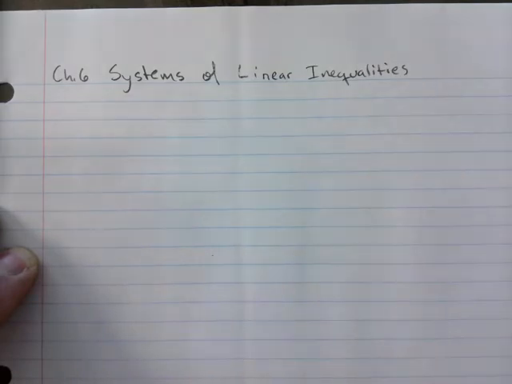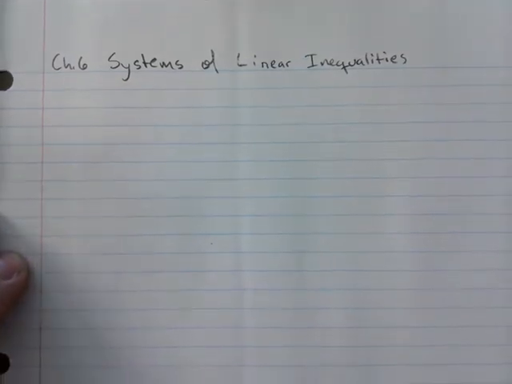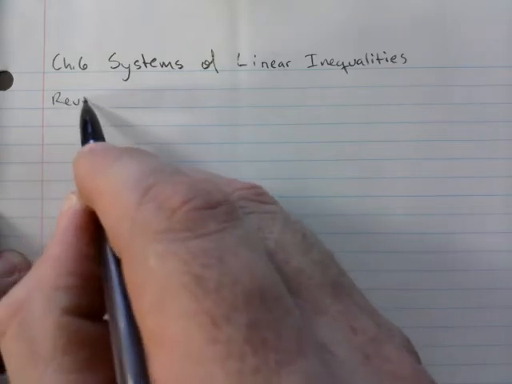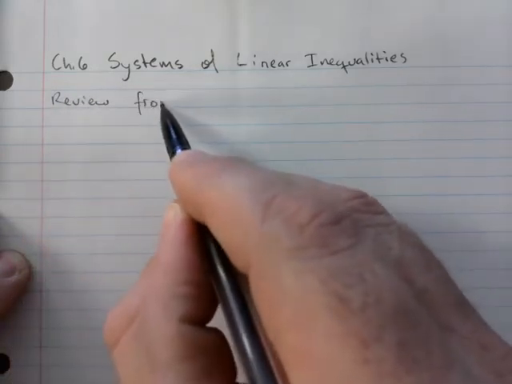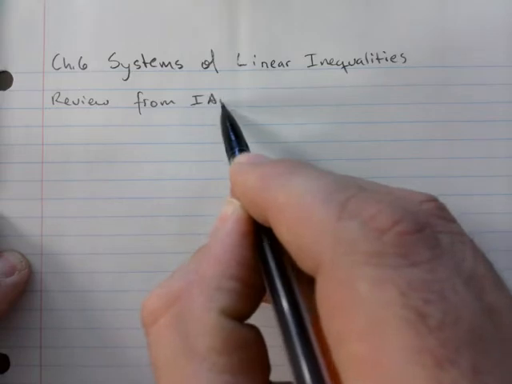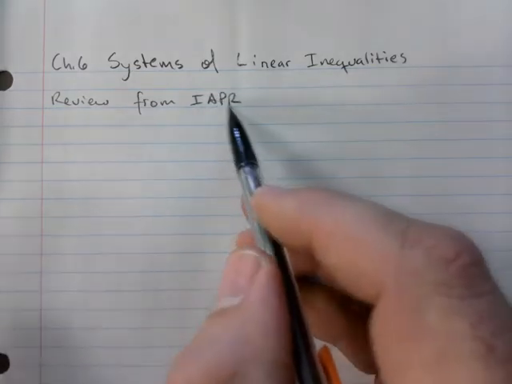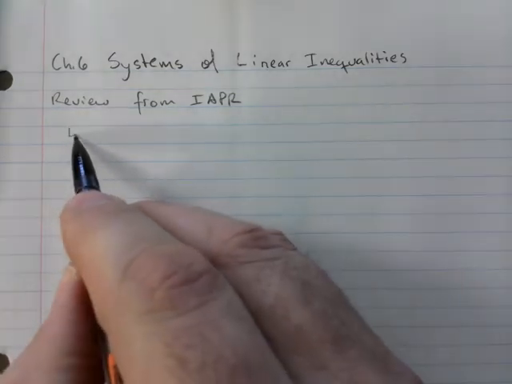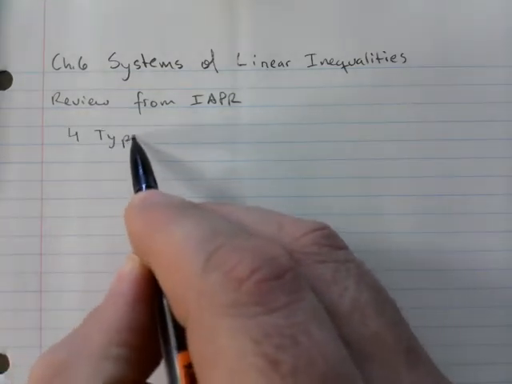Chapter 6, systems of linear inequalities. So review from IPR. That's, by the way, Intro to Applied and Pre-Cal. That's what the code is for that. I want you to remember there are 4 types of slopes. Do you remember what slopes?